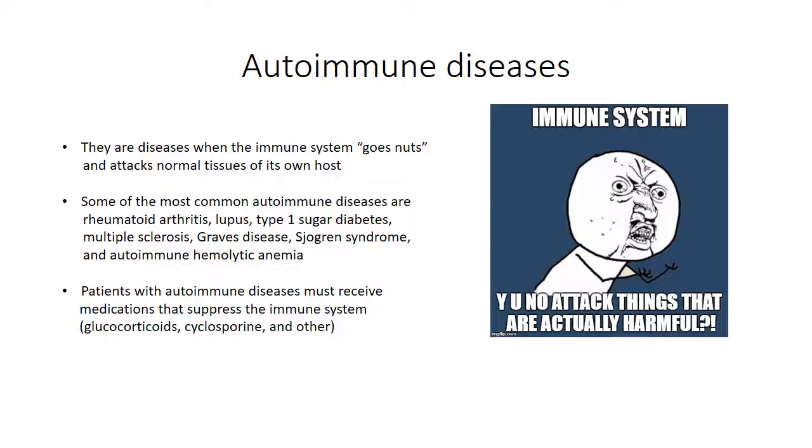Type 1 sugar diabetes is also an autoimmune disease. We talked about type 2 diabetes. It's actually a disease of lifestyle. Type 2 is caused by abusing sugar, eating unhealthy, eating sugary foods, fatty foods, and sitting around, not exercising. That's what causes the resistance of tissues to insulin.